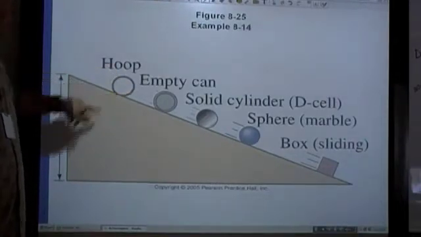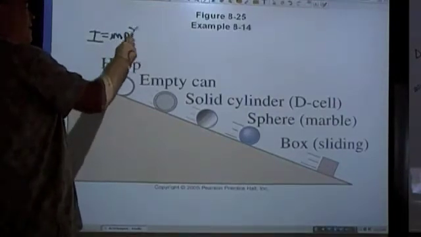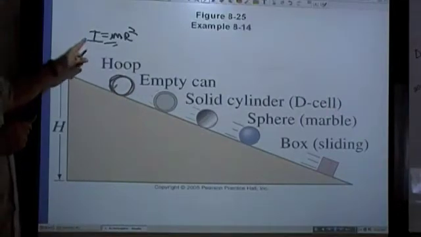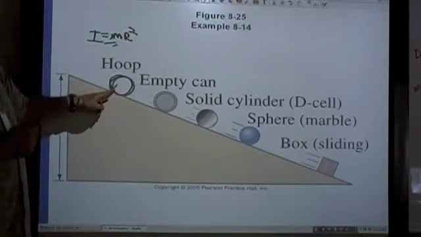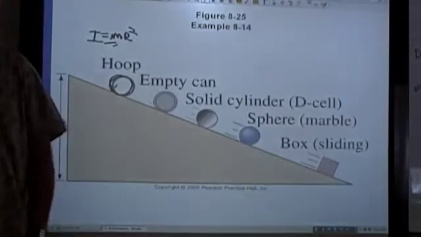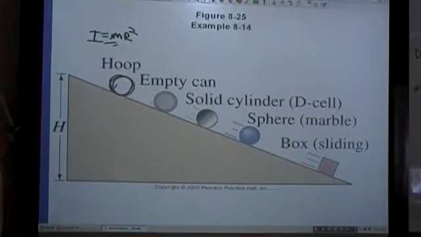Here, I equals mr squared. All the mass is out here around the ring, around the outside. A lot of inertia, big resistance to rotational motion. And as you go down to the blue sphere, the moment of inertia decreases. Less resistance to motion, it's going to go down the hill pretty quick.